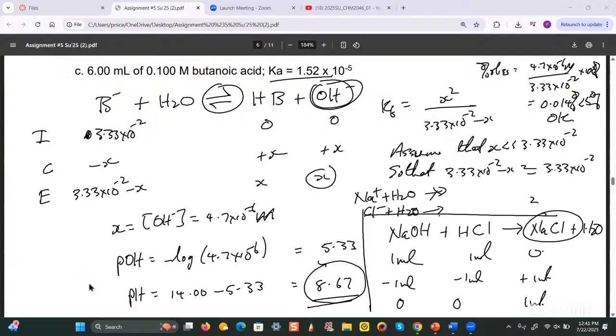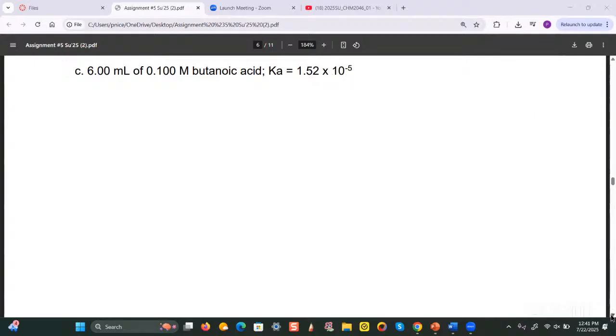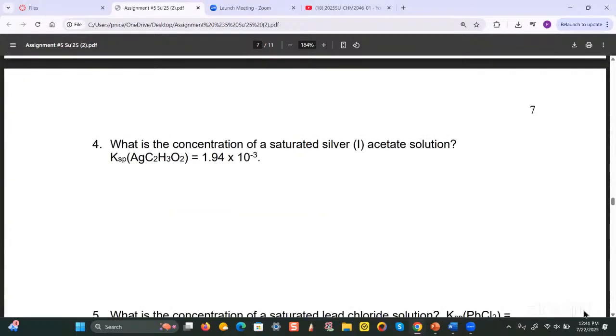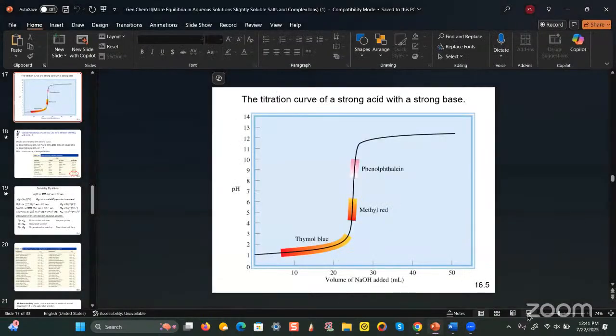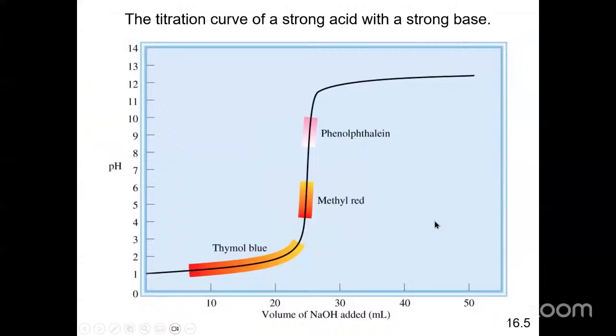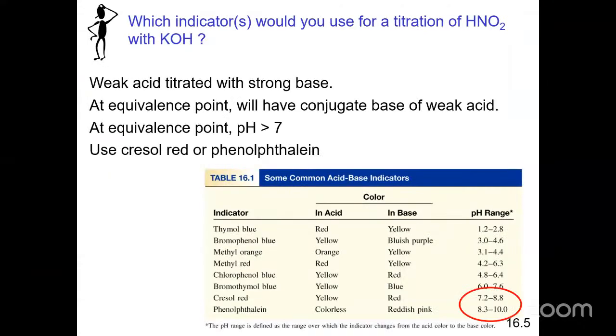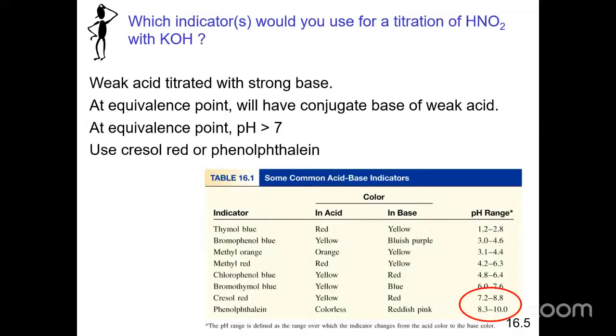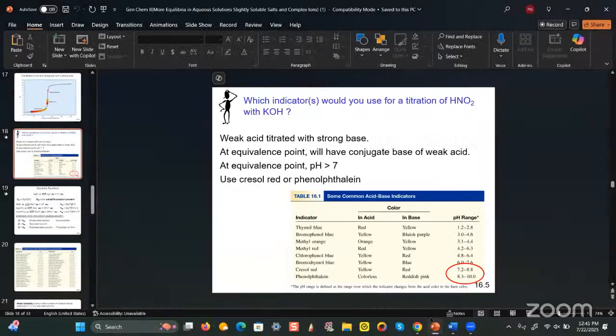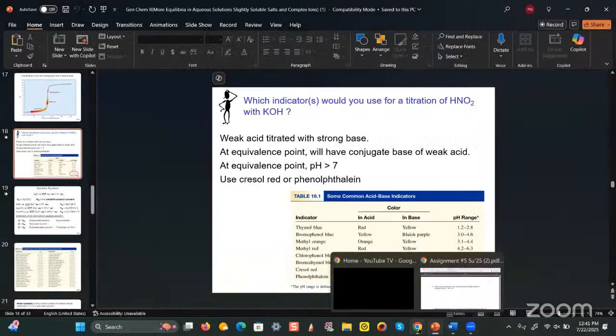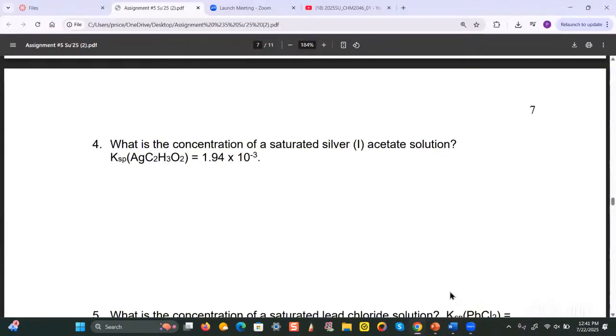All right, let me clear this. Do I have anything else down here you can do? Let's see. So let me go back to the PowerPoint, and we're going to talk about what is called the solubility product. You know what? I just remembered something. Let me go back to the assignment. I think there's one more question that you guys can do, or we can do together.